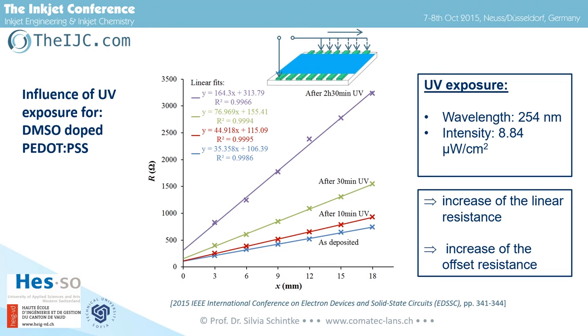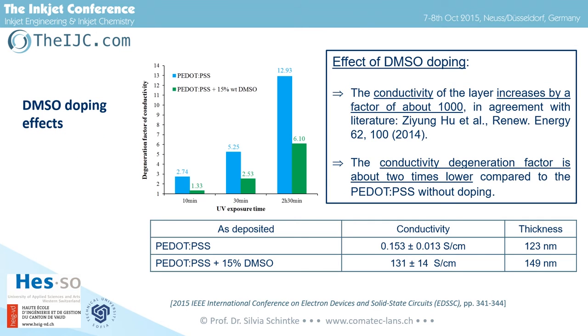And this is known from literature. Here you have the reference that the doping effect is the improvement of the conductivity. Moreover, we find that the conductivity degradation factor over time is about 2 times lower compared to the PEDOT:PSS without doping, so it also improves the stability of the film. And the conductivity values which we get at the end for the doped PEDOT:PSS are comparable with conductivities of indium tin oxide. And now the main point will be to improve the UV stability.